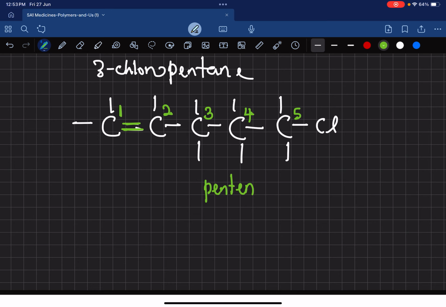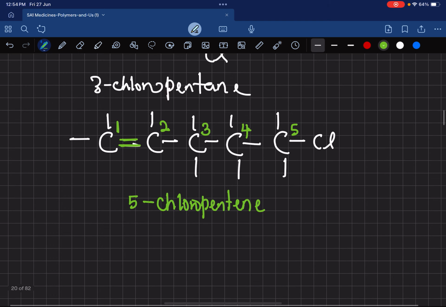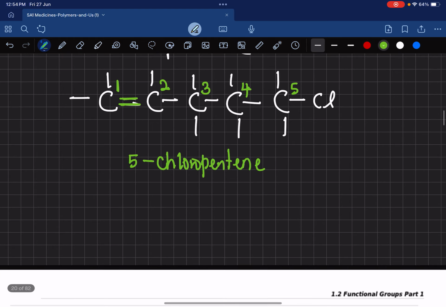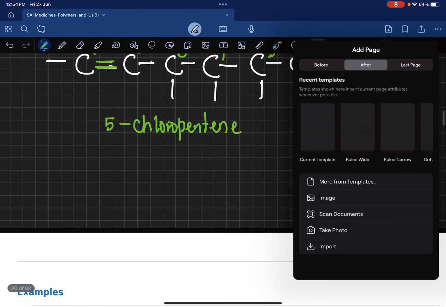Pentene, like the shampoo Pantene. Currently, chlorine is at number 5. So chloro, and then number 5-chloropentene. So that's how we do the naming process. For anybody with a double bond, we do the numbering from the side where there's a double bond. Are we okay? So let me just add on.